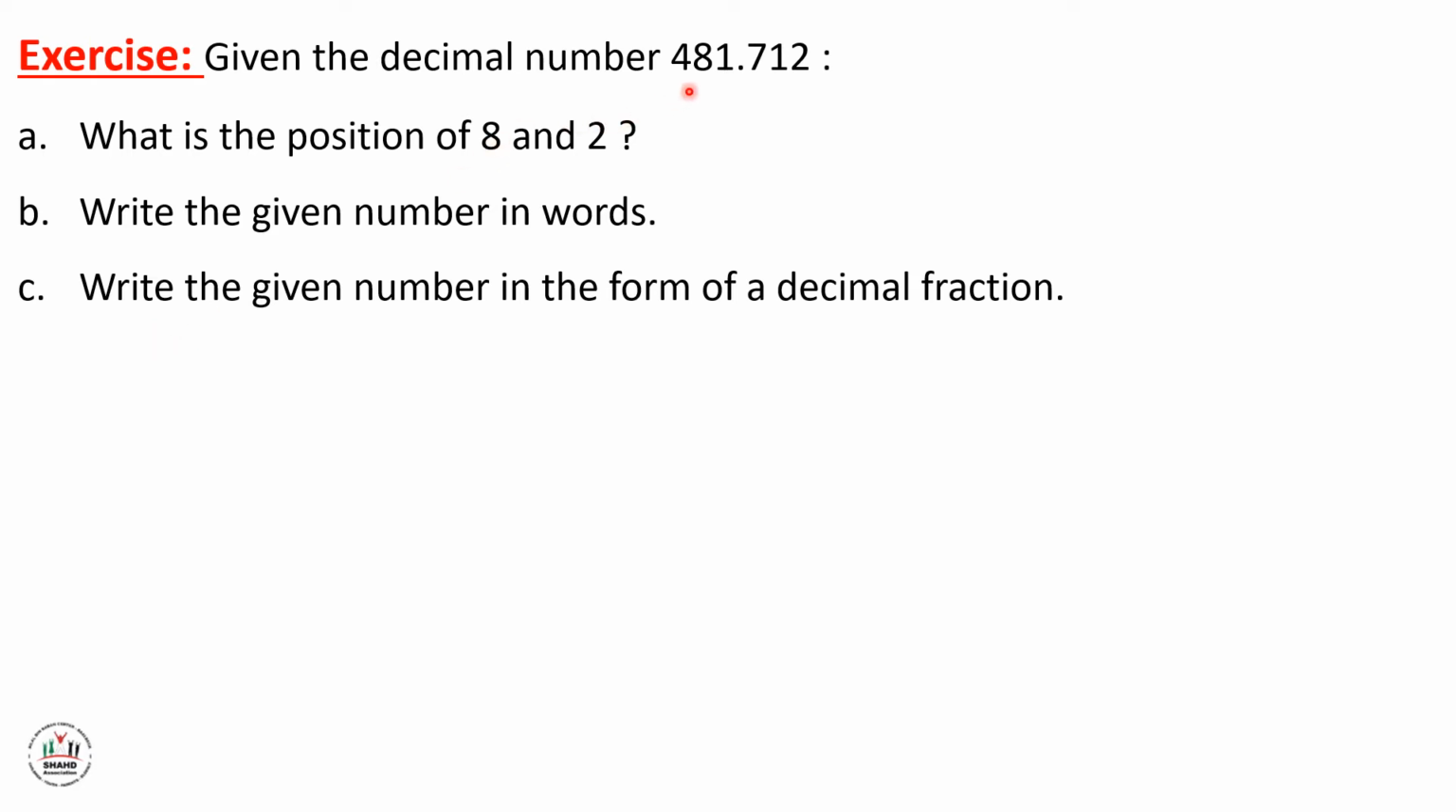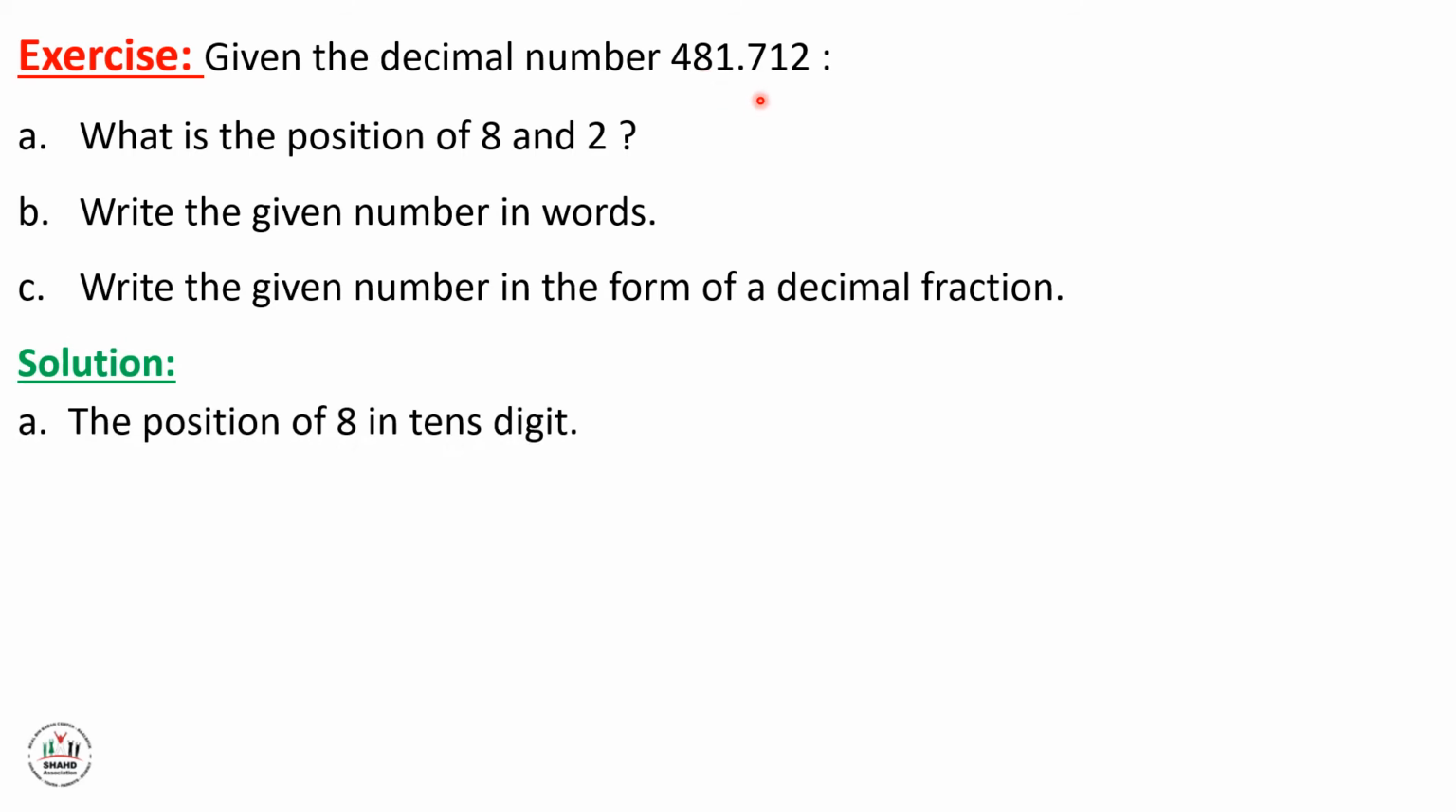First, let's find the position of 8 and 2. The position of 8 here is in the tens digit. Why? Because we need to count only one digit to reach the decimal point. Look here at number 8. We count one digit, then we come to the decimal point. One digit means 10, and 10 contains only one zero. So number 8 is in the tens digit.